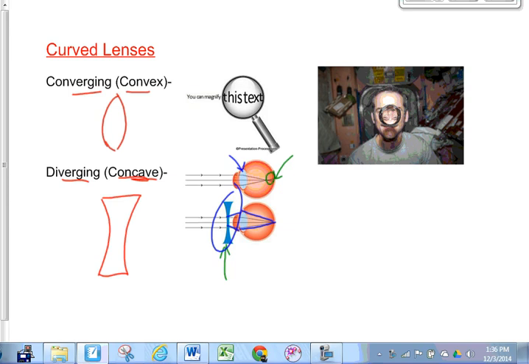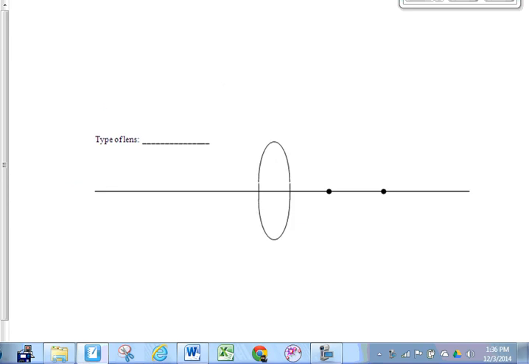Today we're going to learn to draw ray diagrams for both of these. We're going to learn to analyze what the image is going to look like as a result of both of these types of lenses, both convex and concave. This first one is called convex, or converging.